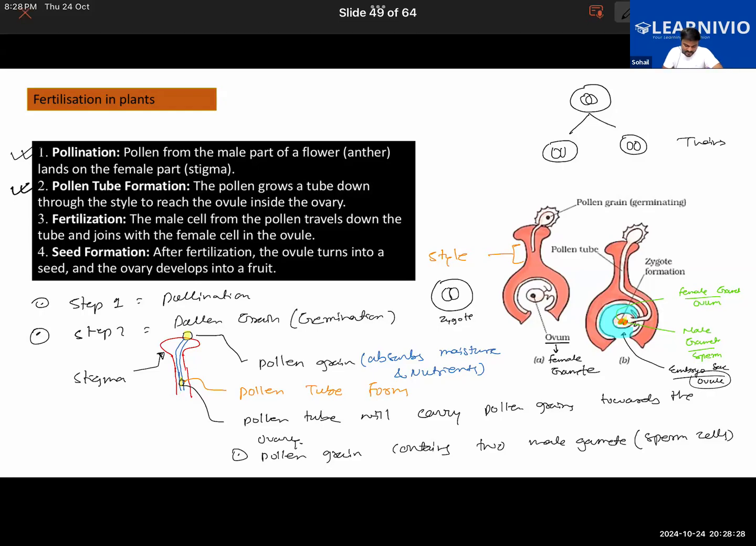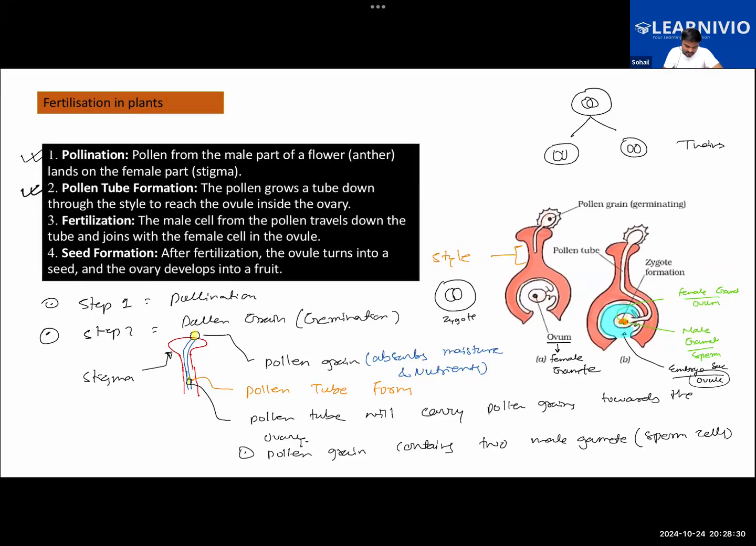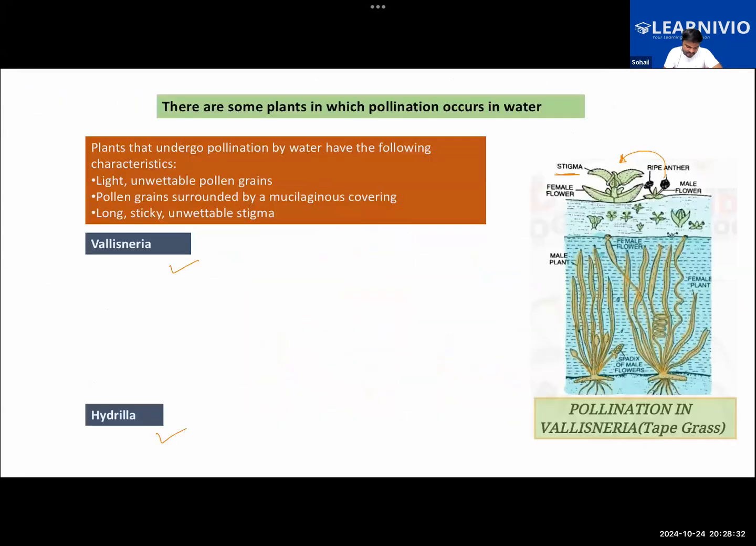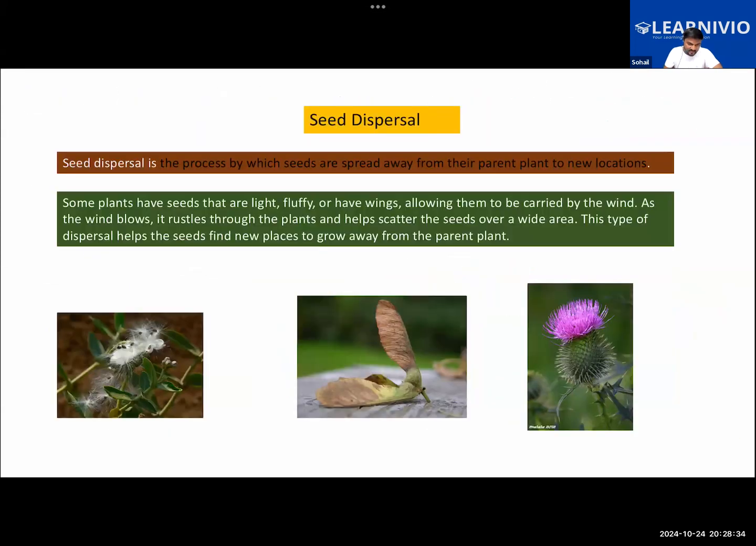Next in the chapter, the next topic which we're going to learn about is the dispersal of seeds. Now, how will the seed be dispersed? This is a small topic. Let's see if we can cover this. Basically, the transportation of seed from the parent plant to different places is called seed dispersal, and it can occur in various ways.